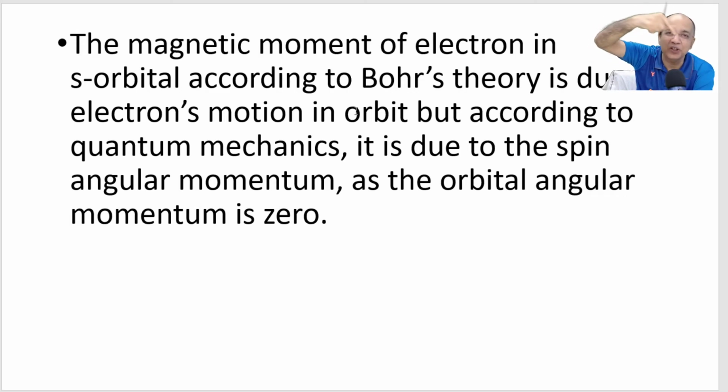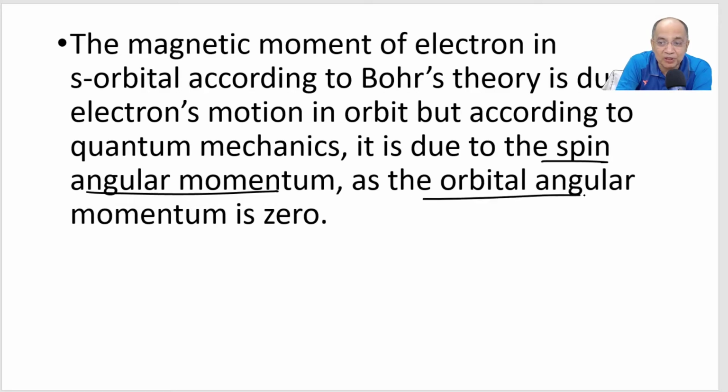mvr is equal to nh by 2 pi. Whatever the equation you may give, it doesn't matter. It is due to the electron motion, revolution, circulation about the nucleus. But in the wave mechanical concept, this magnetic field or magnetic moment is due to the spin. It is due to the spin angular momentum vector, because the orbital angular momentum for any s orbital is 0.